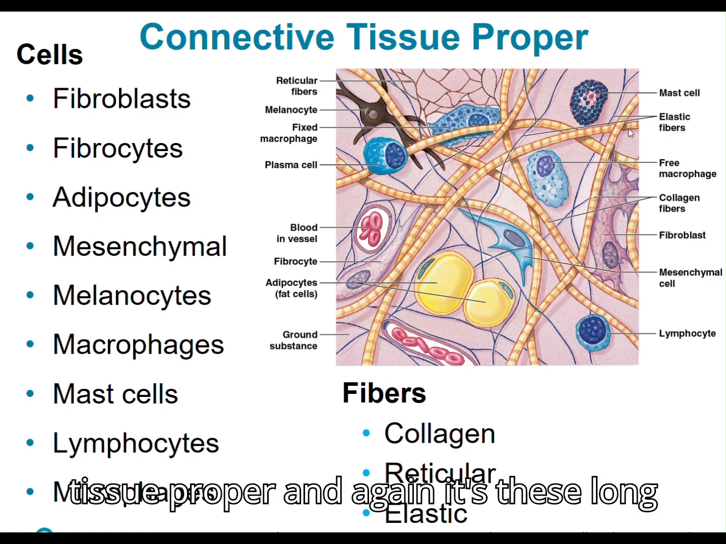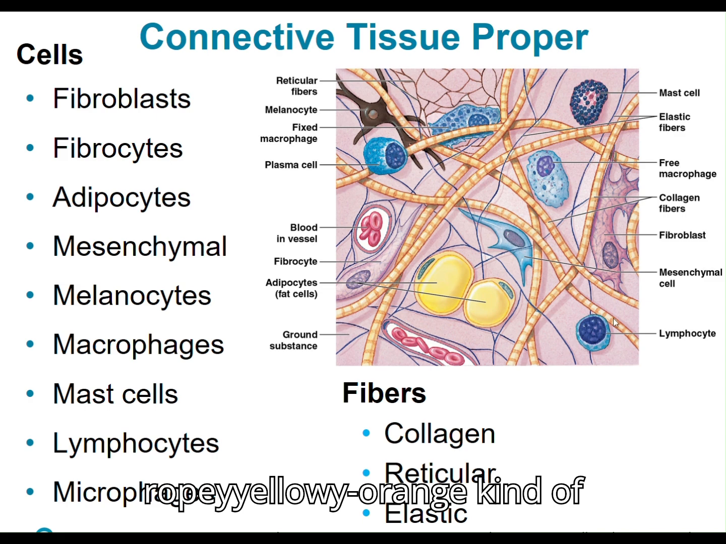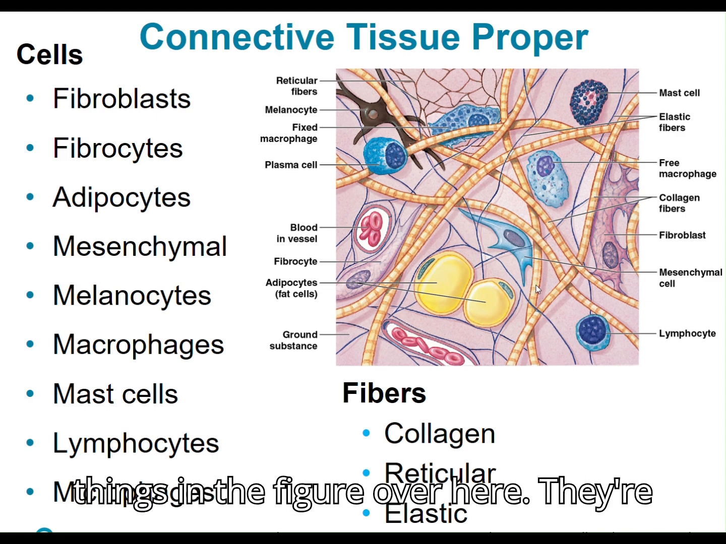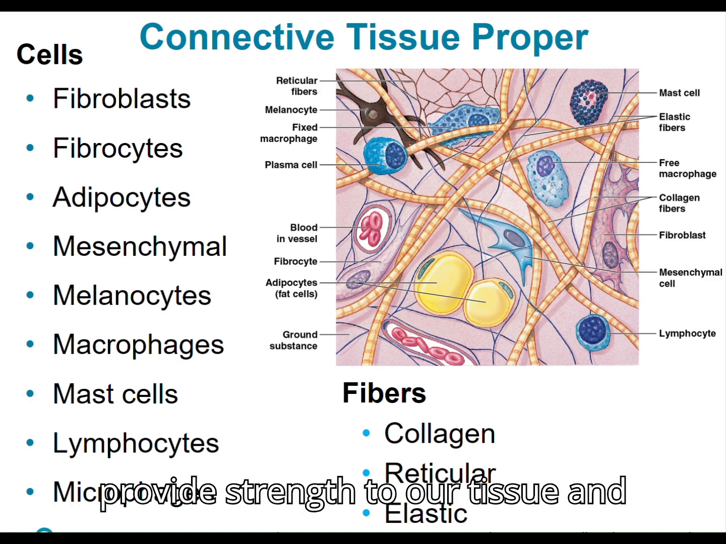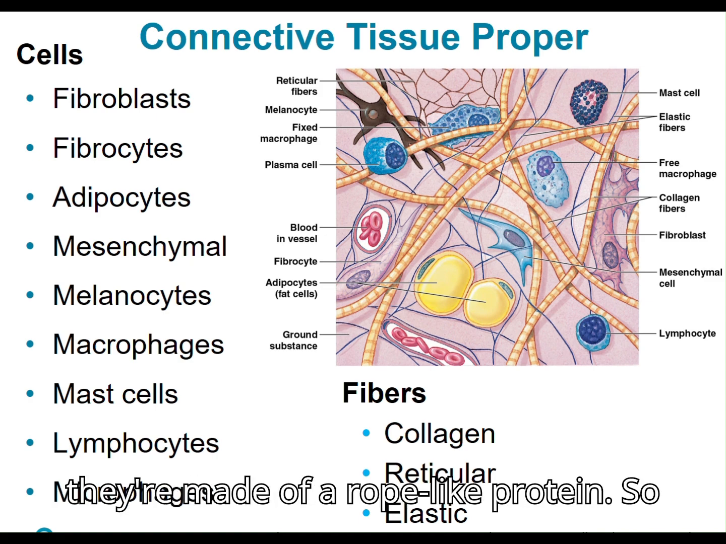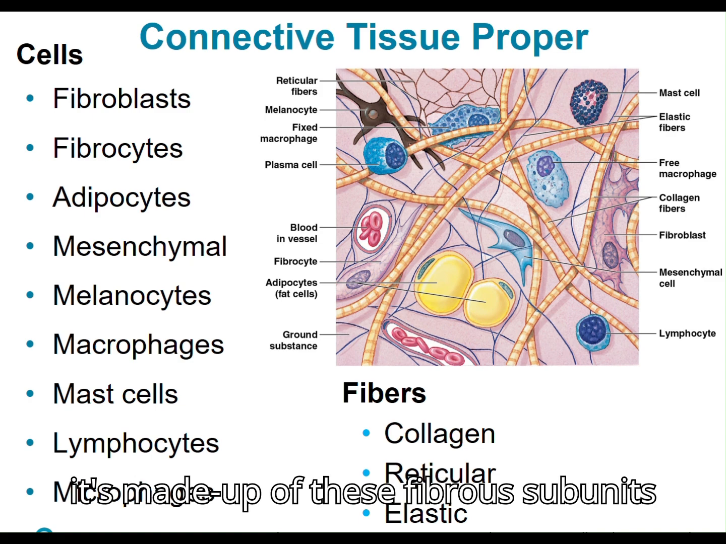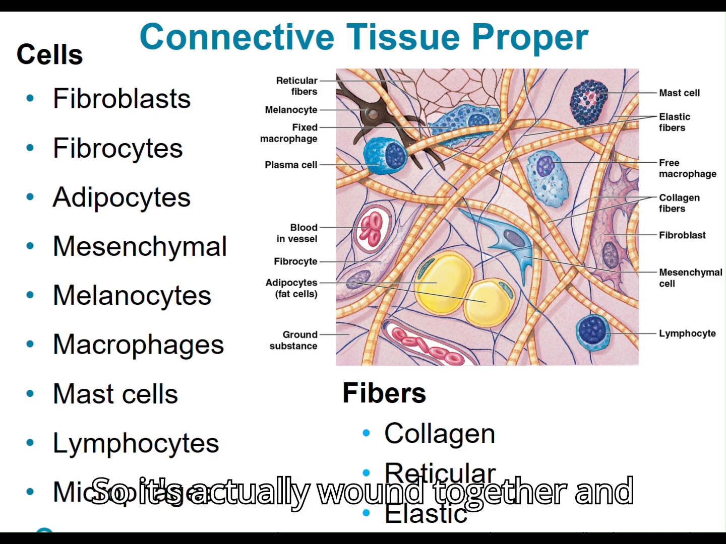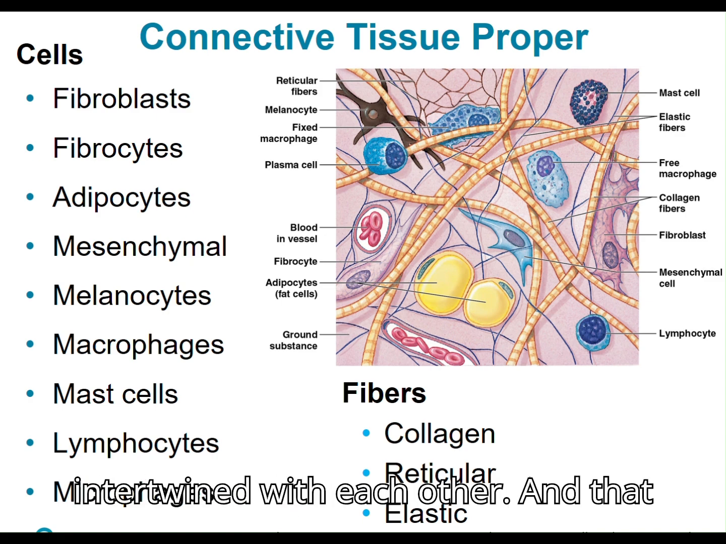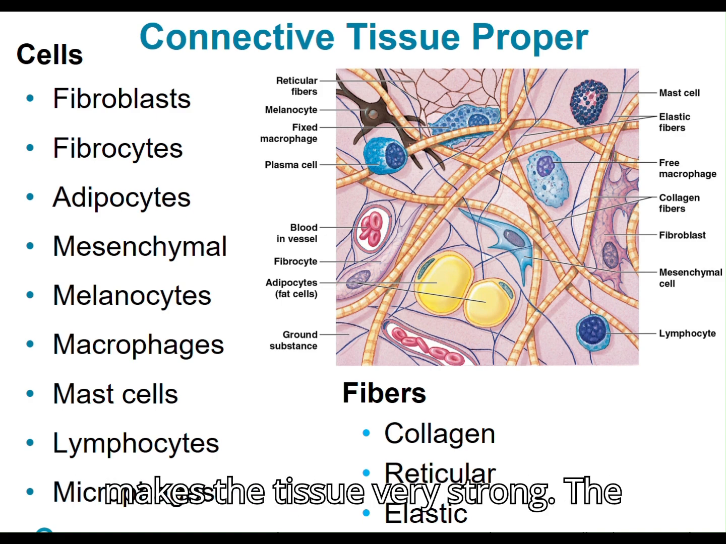And again, it's these long, ropey, yellowy orange kind of things in the figure over here. They're going to be very strong. They're going to provide strength to our tissue, and they're made up of rope-like protein. So it's made up of these fibrous subunits that are all wound together like a rope. So it's actually wound together and intertwined with each other, and that makes the tissue very strong.